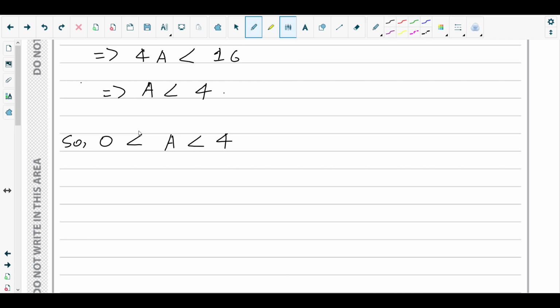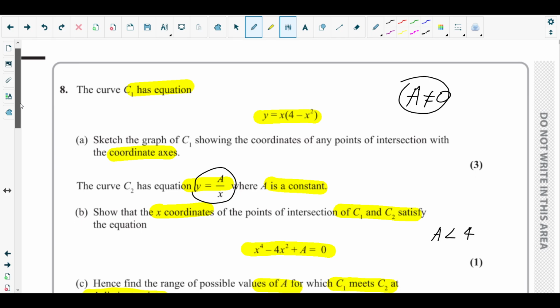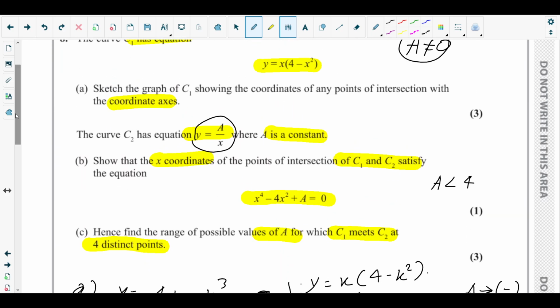So this is all about question number 8 from the May 2024 P1 paper. That's it.